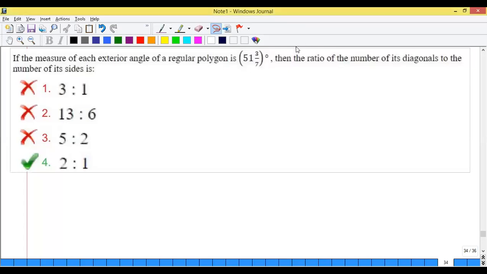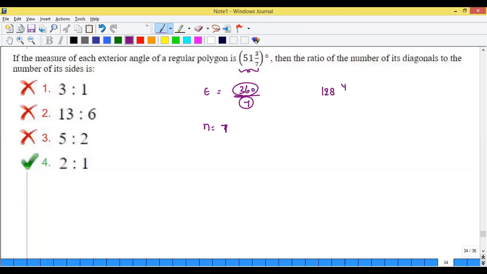The measure of each exterior angle of a regular polygon is 51 3 by 7. The moment you look at 51 3 by 7, it is 357 plus 3. How much is it? 360 by 7. This is each exterior angle. Obviously, the number of sides is 360 by n only, no? n is 7. If you want interior, subtract this. It is 128 4 by 7. This is interior. Remember, if 128 4 by 7 is given, or 51 3 by 7 is given, the number of sides is how many?